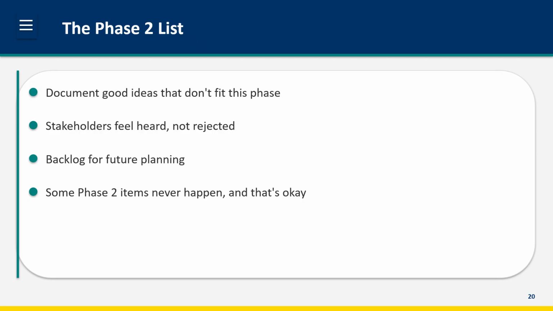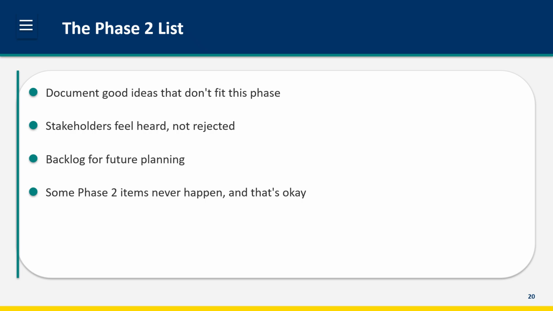Create a Phase 2 list for requirements that are good ideas but don't fit the current scope. When stakeholders propose something valuable that would blow the timeline or budget, add it to the Phase 2 list. This has multiple benefits. Stakeholders feel heard. Their idea isn't being rejected, it's being deferred. You build a backlog for future planning.